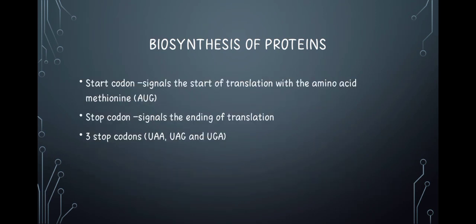And lastly, for today's video, as I said before, the start codon is AUG and the stop codons, there are 3 of them: the UAA, the UAG, and the UGA, and they signal the end of translation. So that is the end of the synthesis of proteins for today, and next we'll be going into inhibition of protein synthesis.